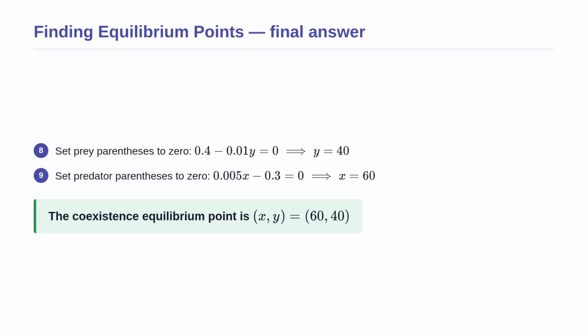Now, let us find the more interesting balance point. We set the inside of the prey equation's parentheses to 0 and solve for y, giving us 40 foxes. Then we set the inside of the predator's parentheses to 0 and solve for x, giving us 60 rabbits. This gives us our final answer, the coexistence state. If the park has exactly 60 rabbits and 40 foxes, the number of births perfectly matches the number of deaths, and the populations will stay constant forever.